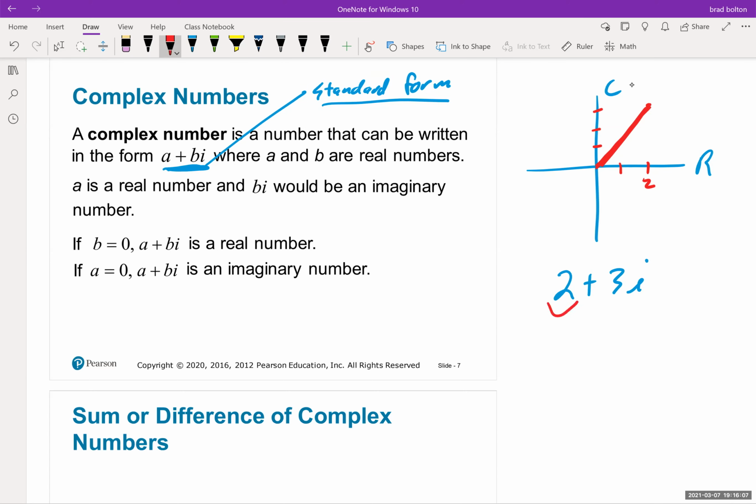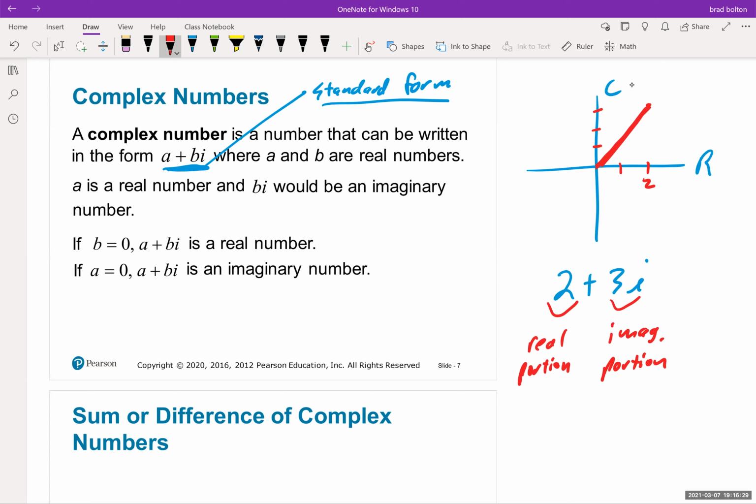I think of this as the real portion. This is just me personally. I didn't get this from a math book. This is just how I think of it. And this is the imaginary portion. Okay, so complex numbers have a real portion and they have an imaginary portion. Okay, and they like you to write it in this way.